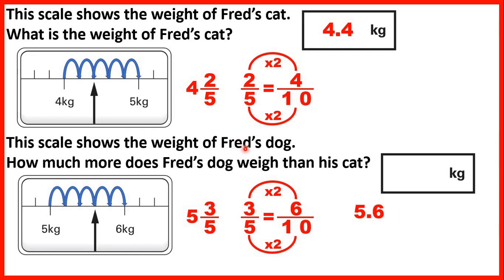But that's the weight of Fred's dog. So that's not our answer, because we want to know how much more does Fred's dog weigh than his cat. So we need to find the difference between 5.6 and the weight of his cat. So that's 4.4. We can subtract using column subtraction, or perhaps we could do this mentally, but that gives us 1.2 kilograms as our answer. Because Fred's dog is 5.6, but his cat only 4.4, that's a difference of 1.2.